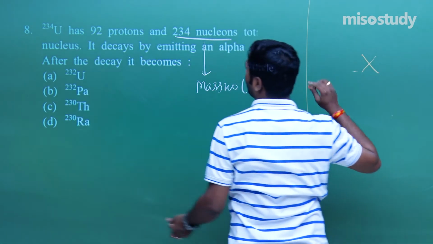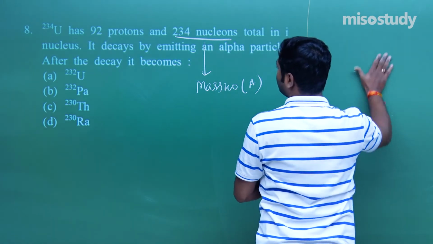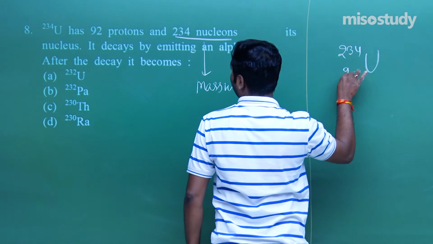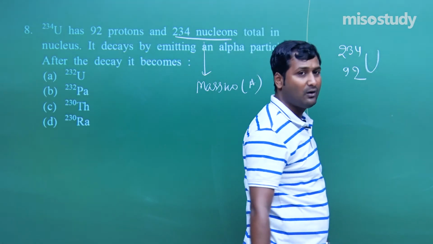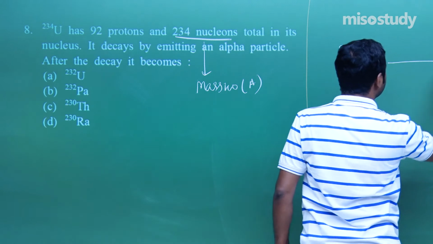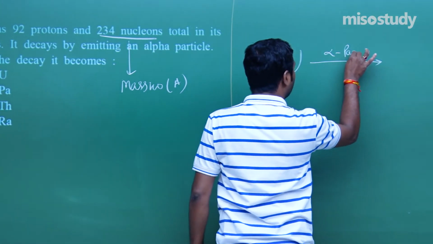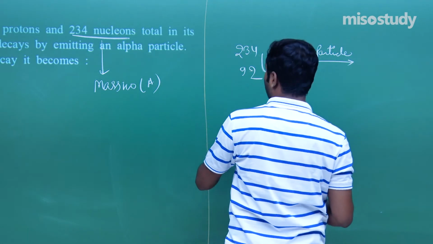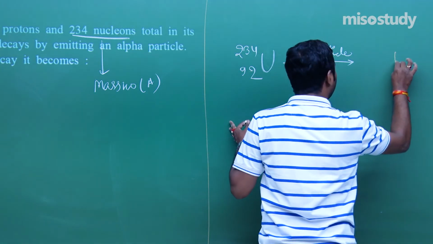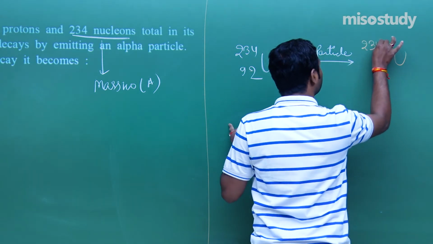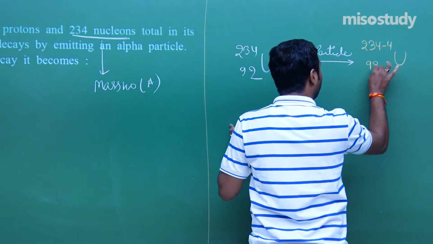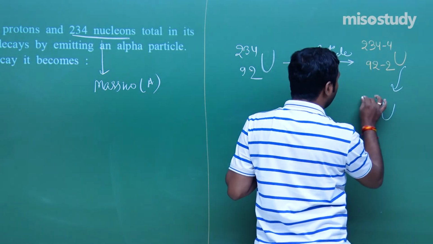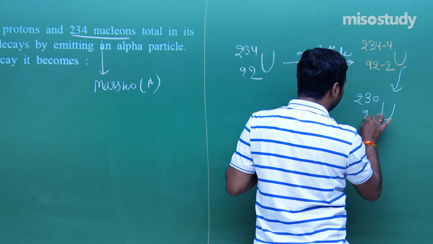The symbol is given here, that is U, 234 and 92. Now in this case, what will happen? There is an emission of an alpha particle. If an alpha particle is emitted, the new element has mass number 4 units less, 234 minus 4, and atomic number 92 minus 2. So the new element will have the symbol 230 and 90.